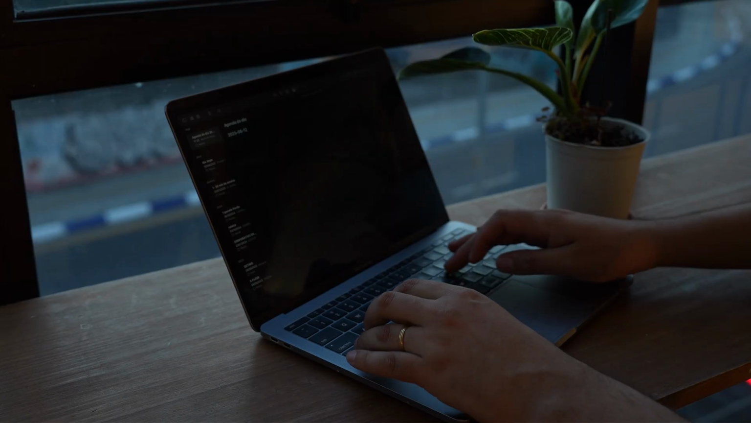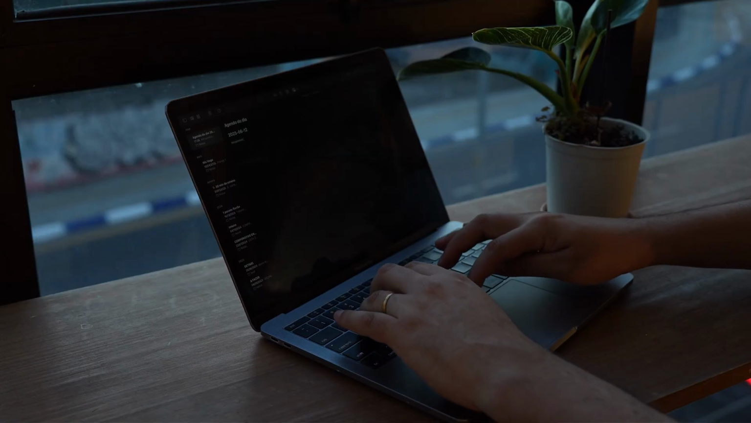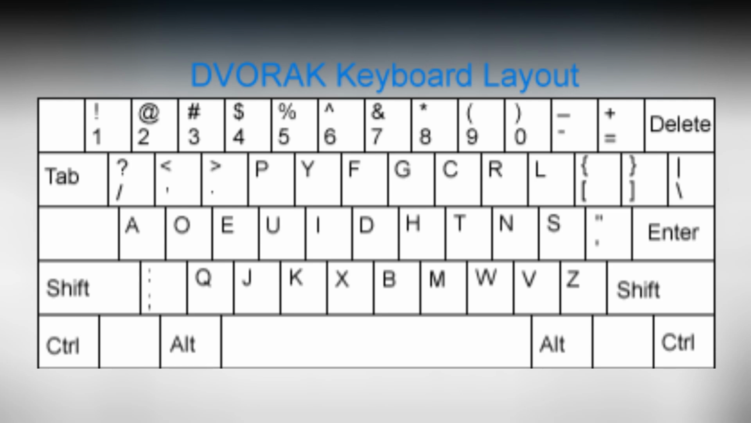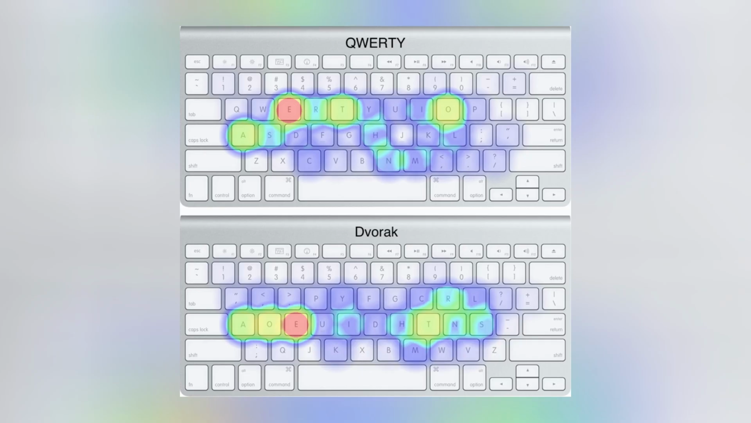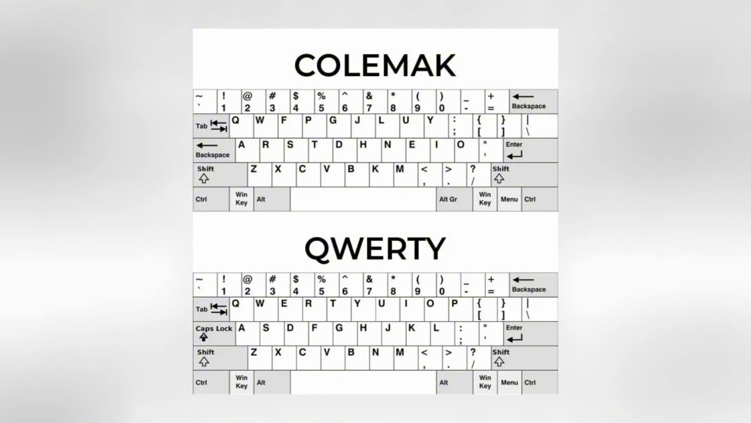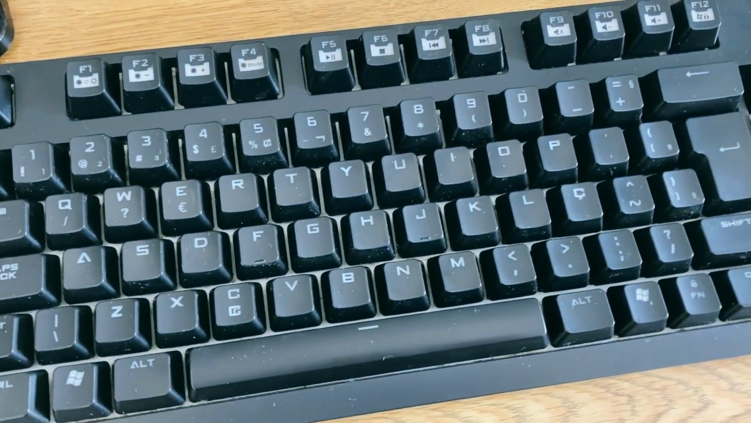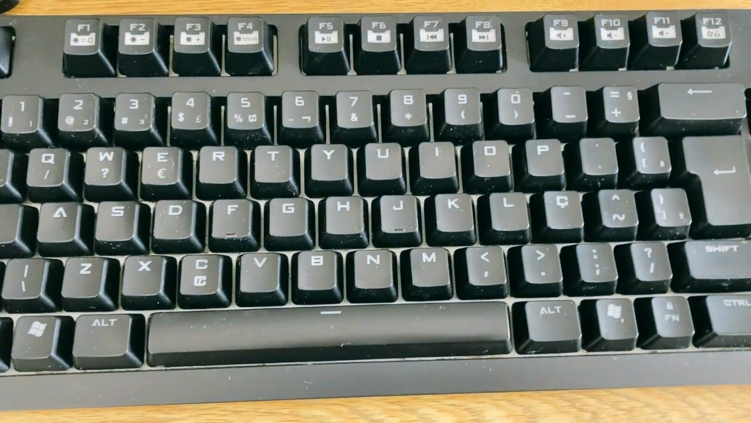And QWERTY isn't the only layout. There are actually alternative keyboard layouts. One famous example is Dvorak, developed in the 1930s. Dvorak was designed with the goal of making typing more efficient and comfortable. There are also layouts such as Colemak, which keeps many familiar QWERTY positions while changing others. But despite these alternatives, QWERTY remains extremely popular, not necessarily because it's perfect, but because it's already everywhere.